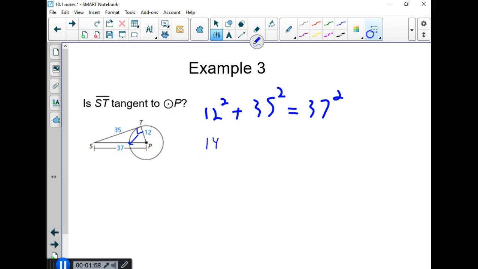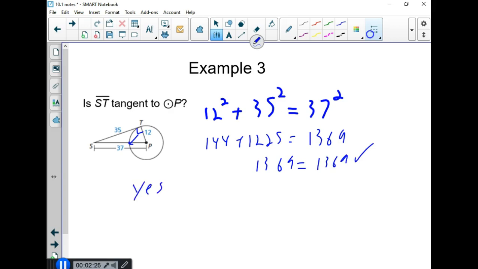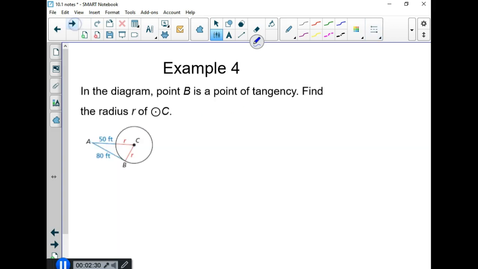So this is 144. 35 squared is 1225, and 37 squared is 1369. So we have 1225 plus 144, we get 1369. 1369, check. So the answer is yes. It is tangent to the circle.